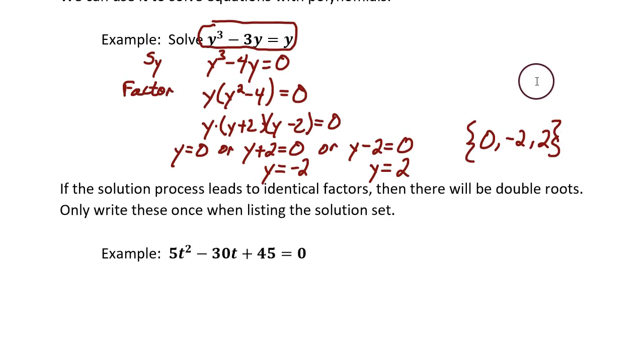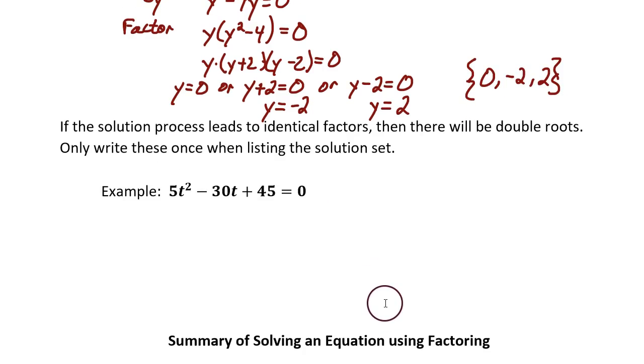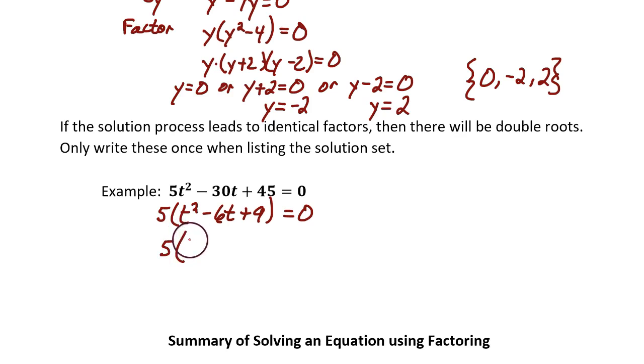If this solution process leads to identical factors, then there are double roots. But you only write that once when listing the solution side. Let's try an example of that. Solve this equation. It already has the equals 0. We need to factor the left side. First, factor the GCF of 5, leaving t squared minus 6t plus 9. And that's equal to 0. Then factor the trinomial. That is a perfect square trinomial. It factors as 5 times t minus 3 squared equals 0.